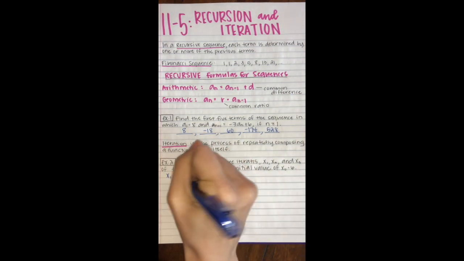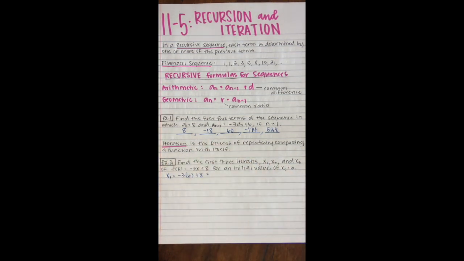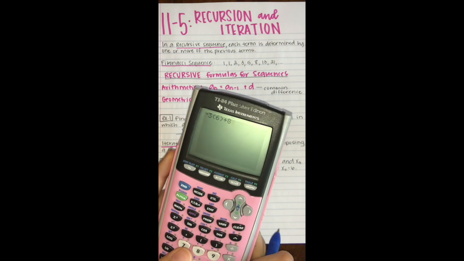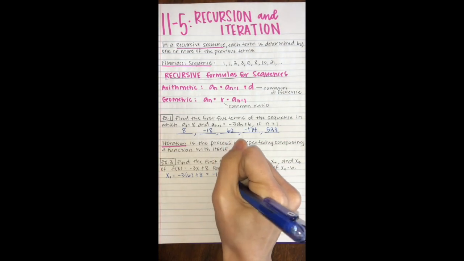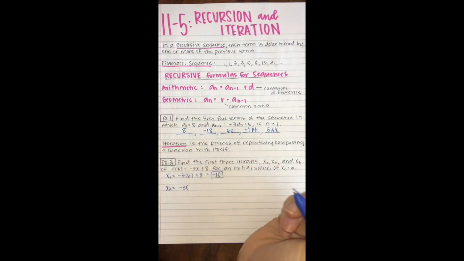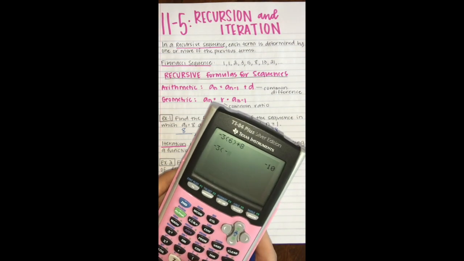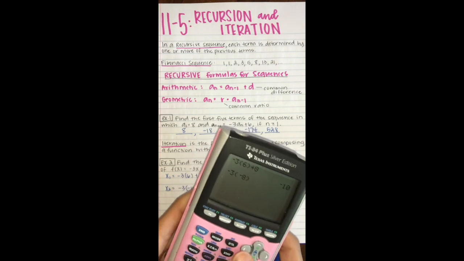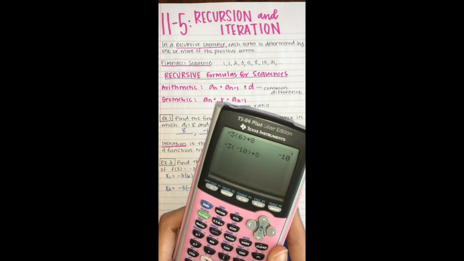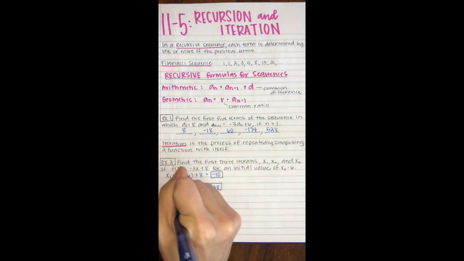So x1 would equal negative 3 times x0, 6, plus 8. So we have negative 3 times 6 plus 8. And we get negative 10. So that's our first answer. x2 equals negative 3 times x1, which is negative 10, plus 8. So negative 3 times negative 10 plus 8, which is 38. So x2 is 38. And then for x3, same thing.